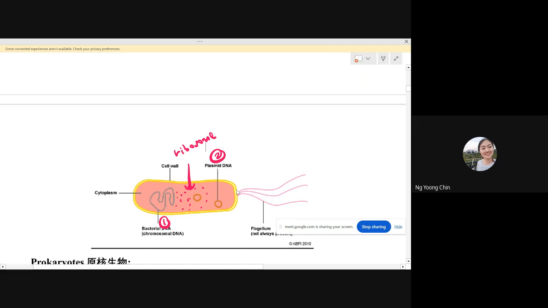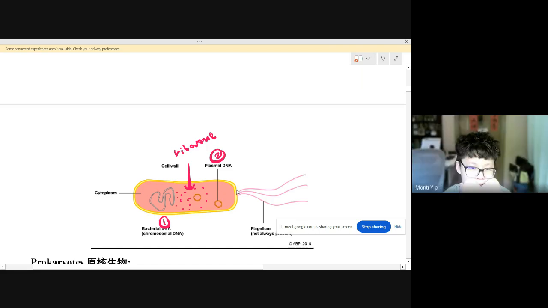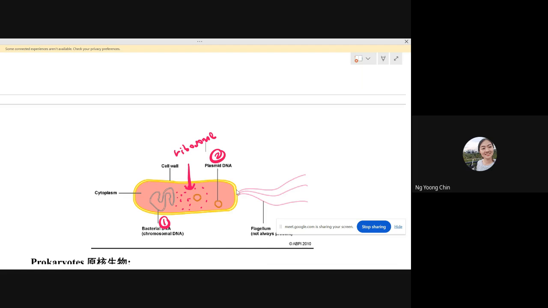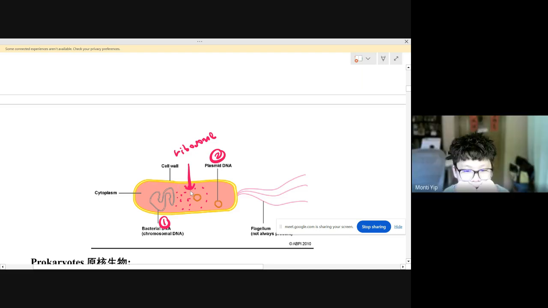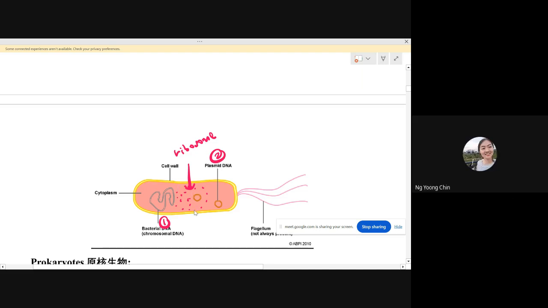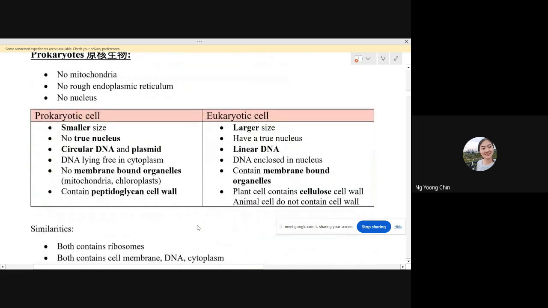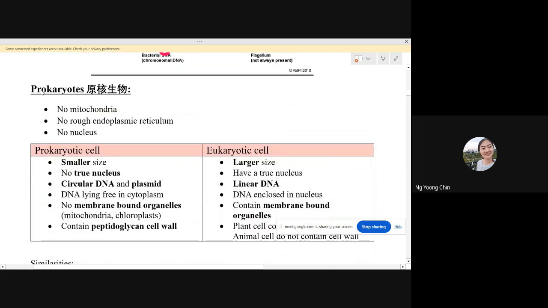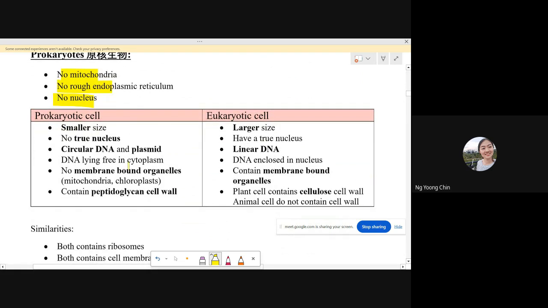But during the exam, when they ask you to state the structure, you cannot write about smaller size or larger size. You should write the structure, which is either they have the DNA, the cell wall, cell membrane, that kind of thing. So you can see this is a prokaryotic cell. Prokaryotic cells have no nucleus and no membrane-bound organelle.